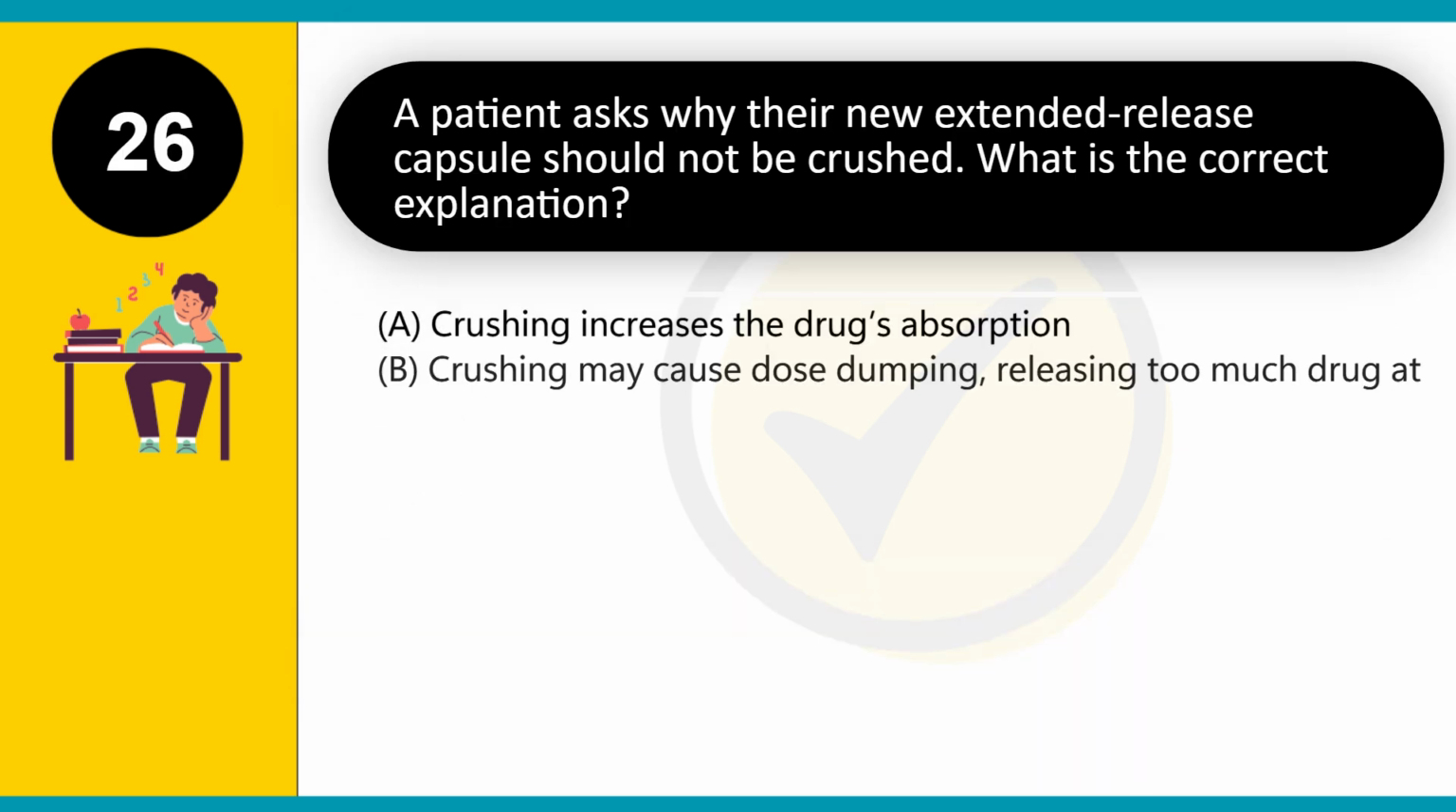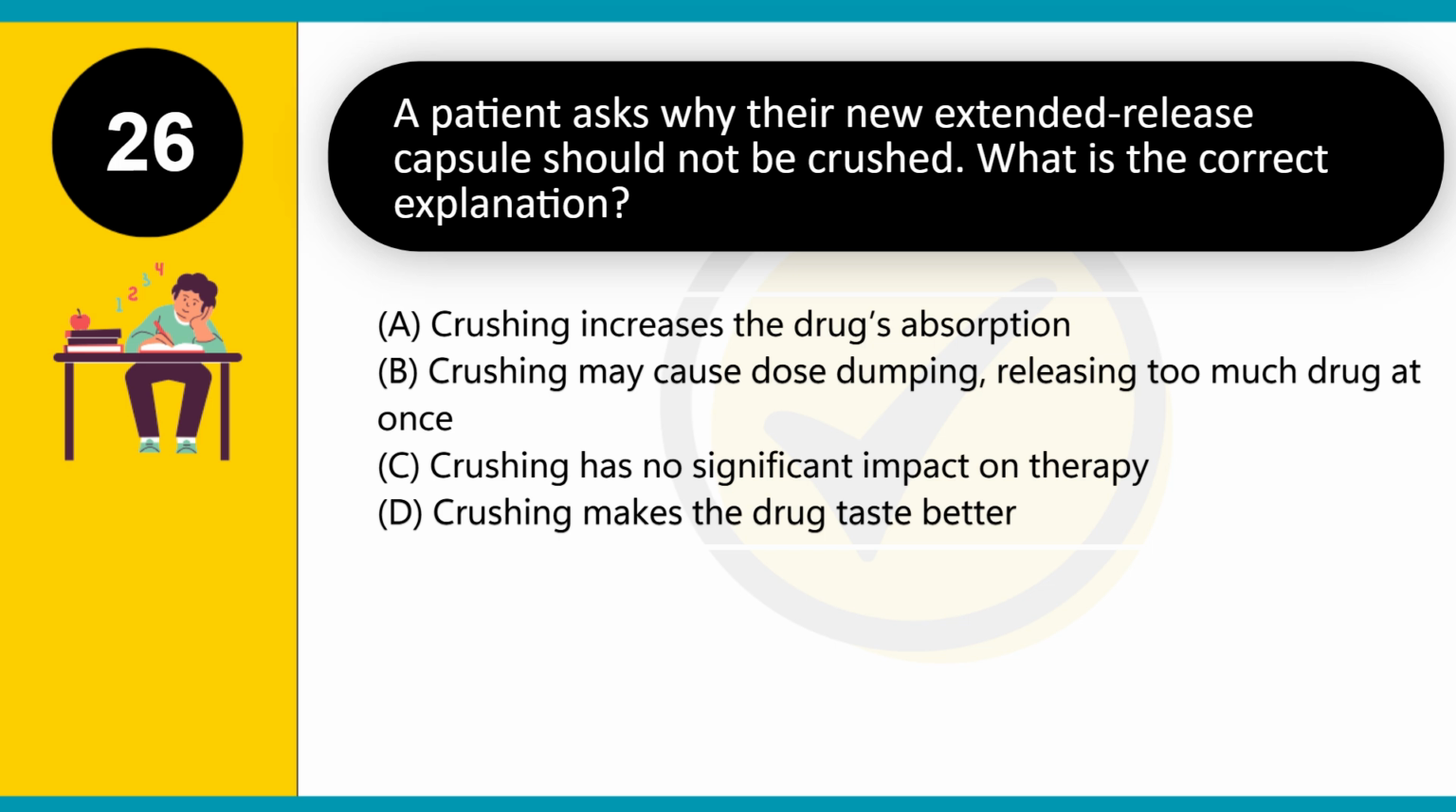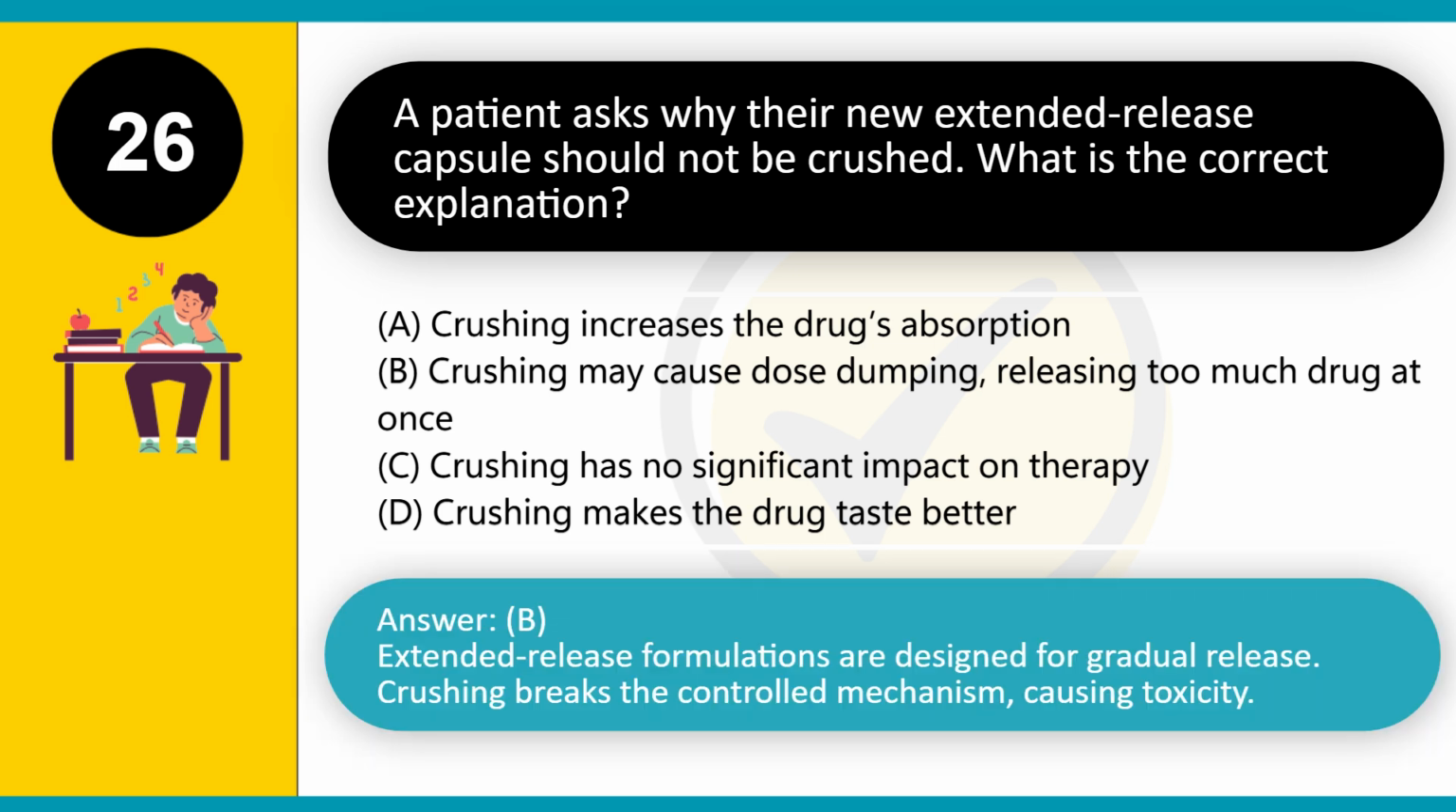A patient asks why their new extended-release capsule should not be crushed. What is the correct explanation? A. Crushing increases the drug's absorption. B. Crushing may cause dose dumping, releasing too much drug at once. C. Crushing has no significant impact on therapy. D. Crushing makes the drug taste better. Answer, B. Extended-release formulations are designed for gradual release. Crushing breaks the controlled mechanism, causing toxicity.